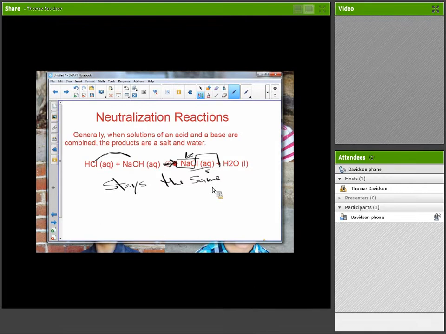All right, so when solutions of acid or base are combined, the products are a salt and water. Hopefully you've read this.